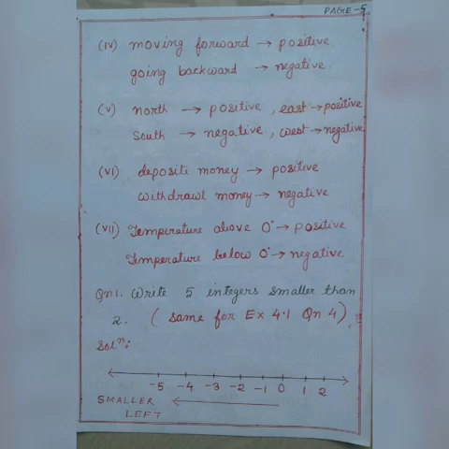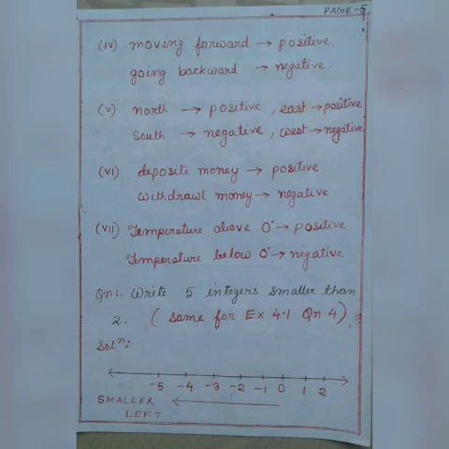Question number 1, write 5 integers smaller than 2. So, I have drawn the number line. I have written 0, and to the right side of 0, I have written the numbers up to 2, because I have to write the numbers which are smaller than 2. To the left side of 2, I have written some numbers. I have written up to minus 5.